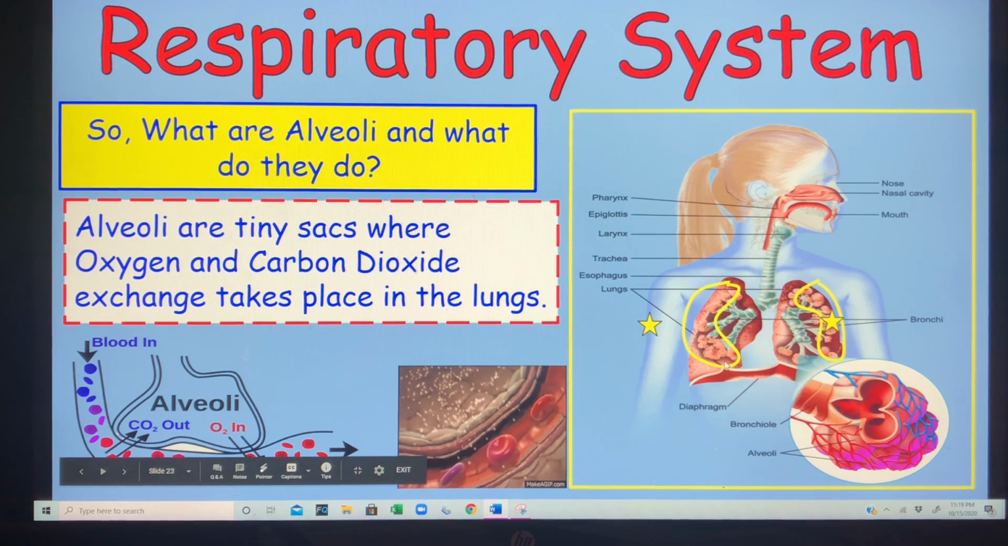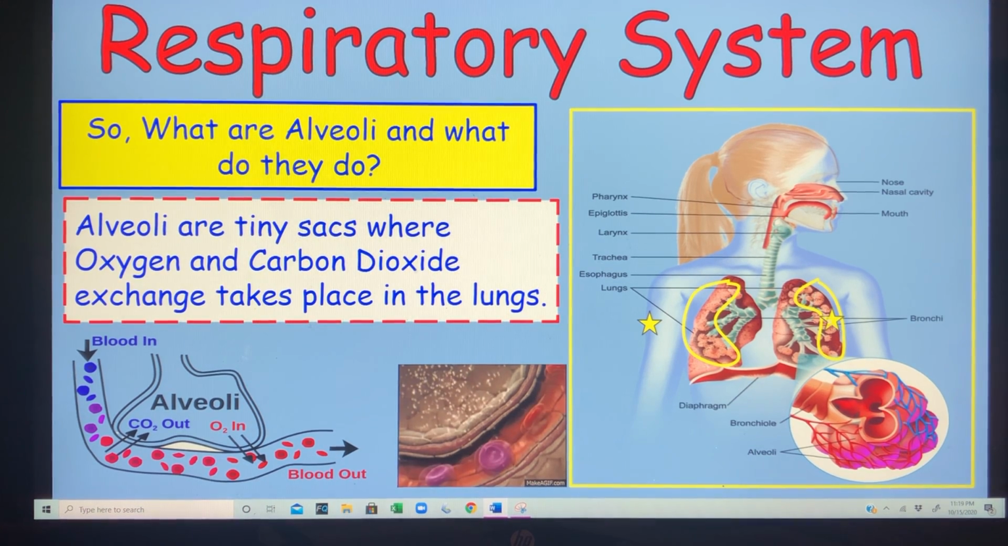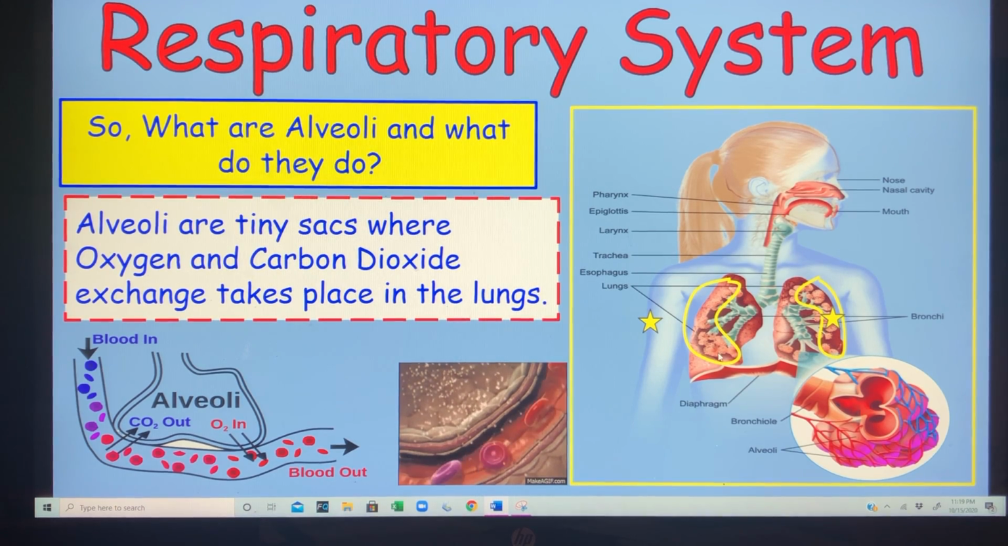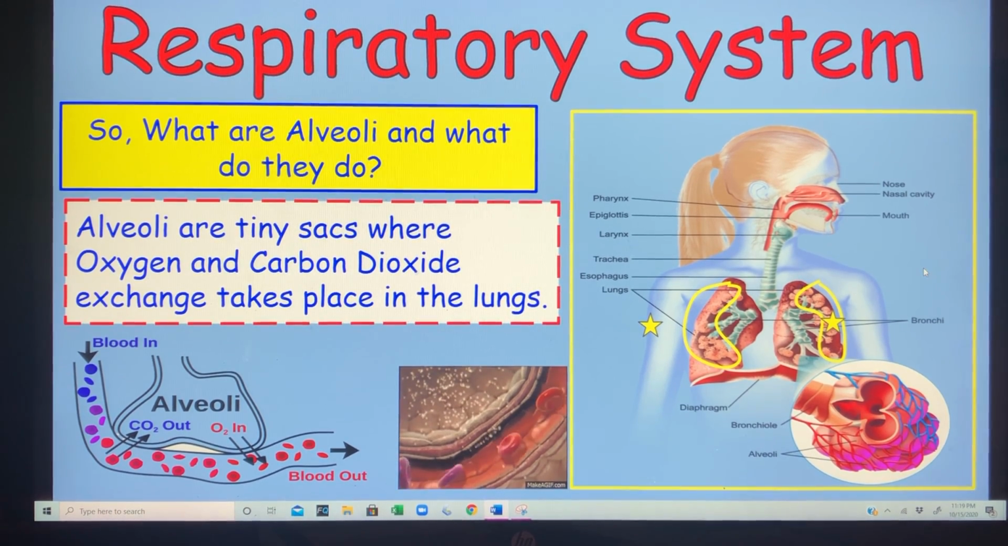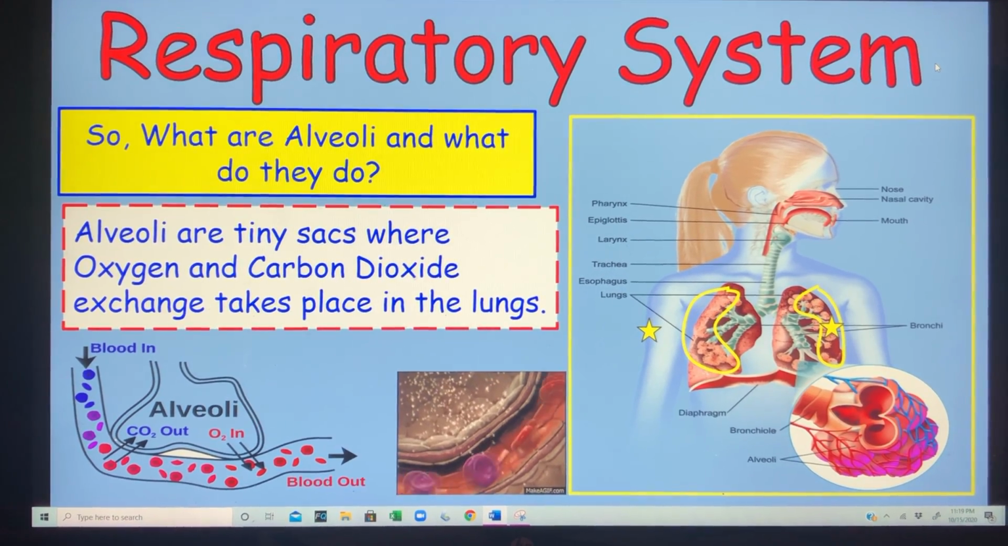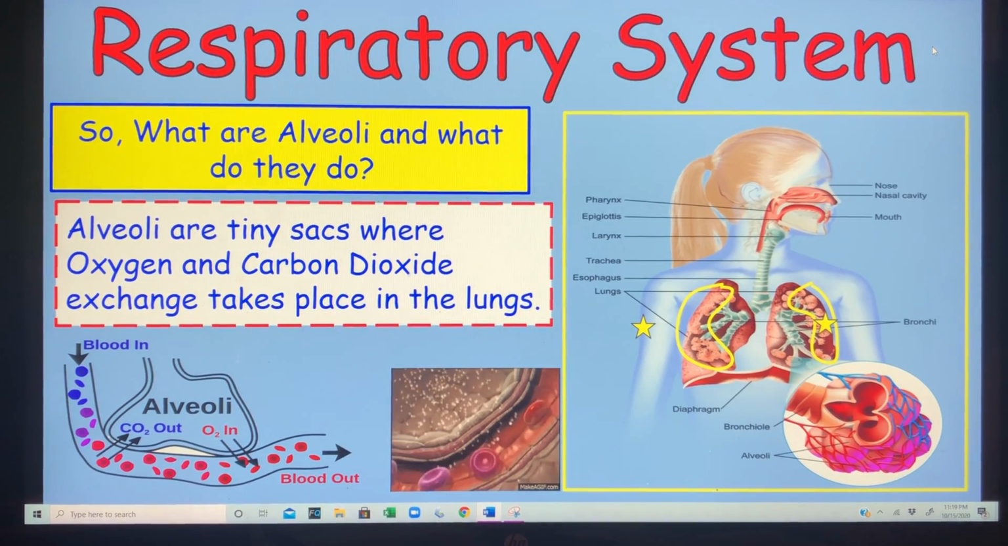On the right-hand side in this picture, I have circled in yellow the alveoli that are in the lungs. Again, they're at the end of the bronchioles. Again, this is where the gas exchange takes place in our lungs.